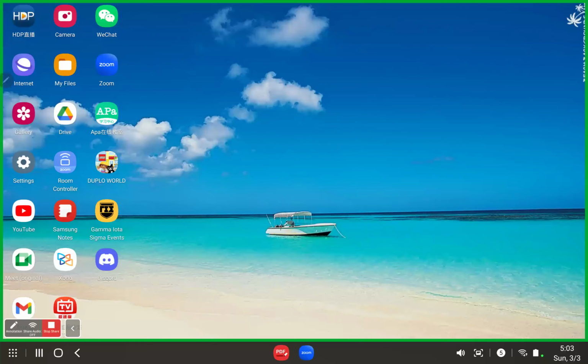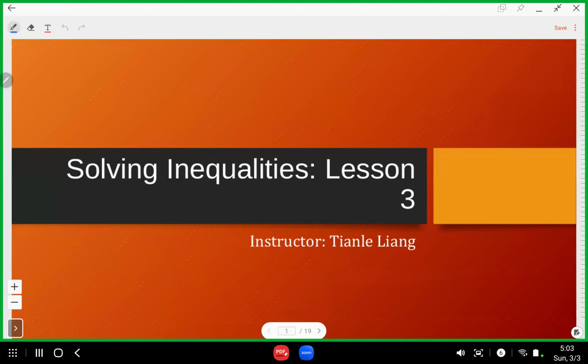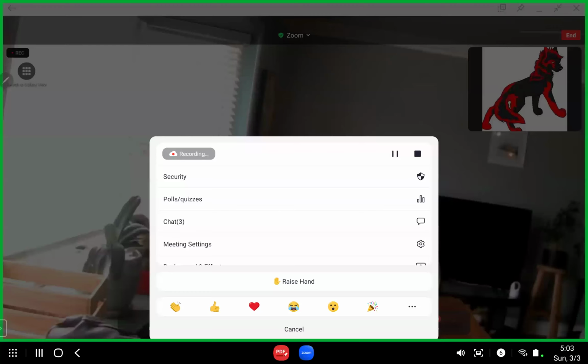So if you can see the screen, actually, not yet. Let me go get the slides out real quick. Okay, so now I share my screen. So if you can see the screen, say yes in the chat. If you cannot, say no. Okay, so everybody can see the screen. Okay, very good.